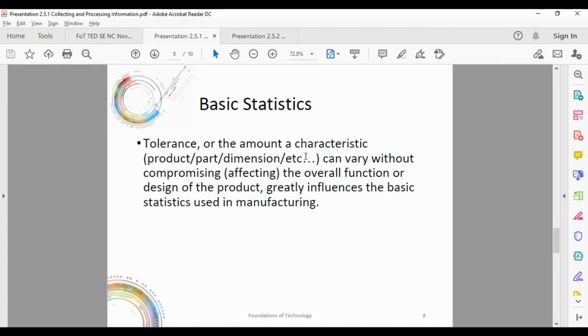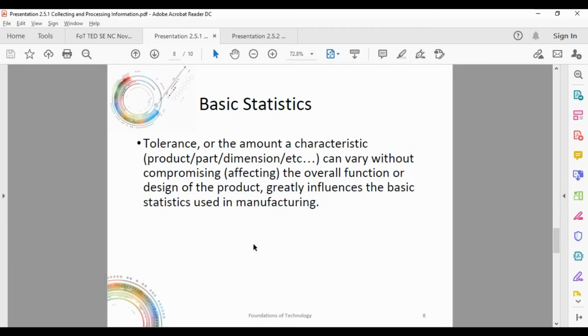The amount a characteristic, product, part, dimension, whatever, can vary without compromising the overall function or design of the product. And it greatly influences the basic statistics used in manufacturing.